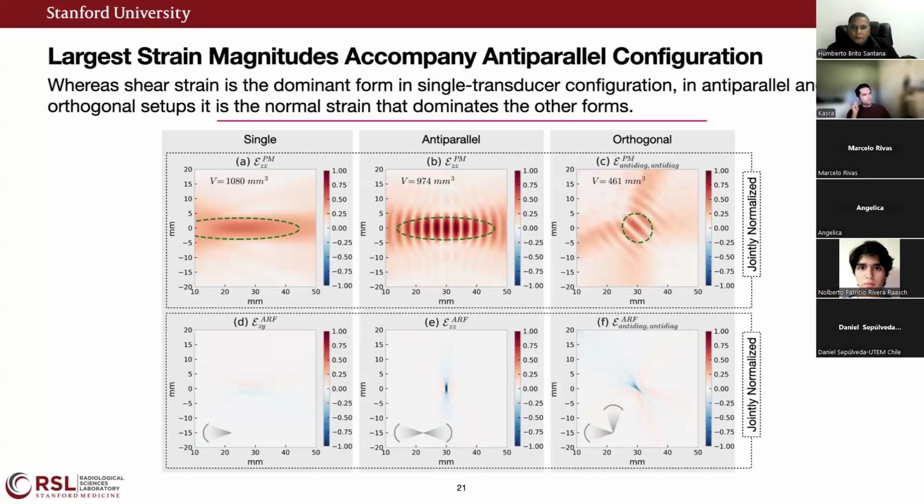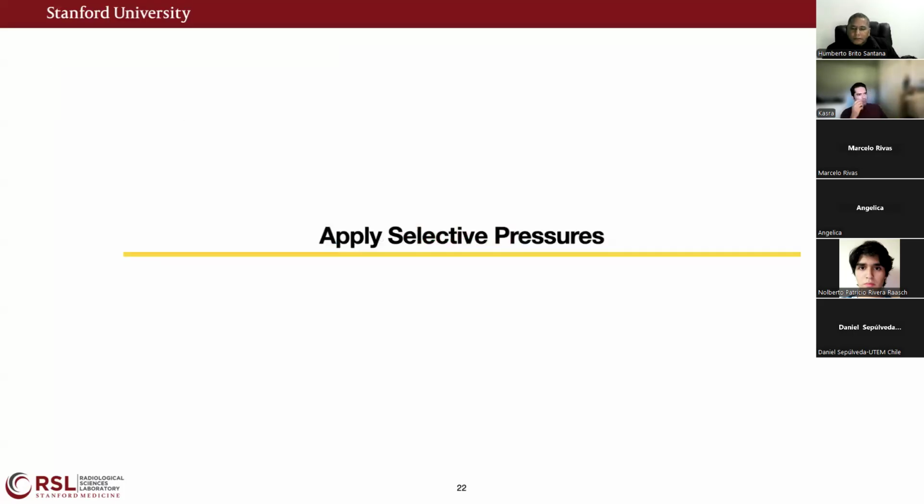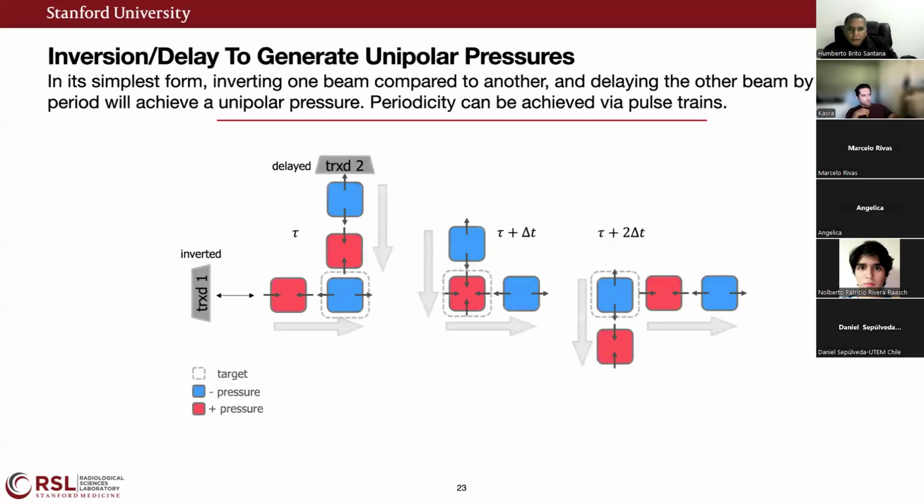And the last thing for this first part of the talk is to show our idea of how we can apply selective pressures. To simplify the concept, I will share these schematics. The idea is actually pretty simple. I mentioned that if you have a single transducer, you turn it on and you're sonicating a particular target, because waves are going to have positive and negative lobes that have equal amounts, your target is going to experience a positive pressure and the countervailing negative pressure, and vice versa.